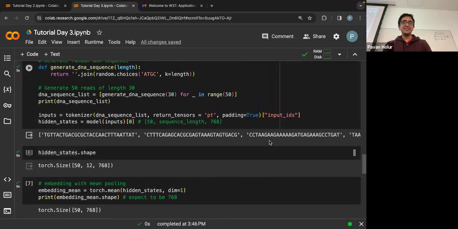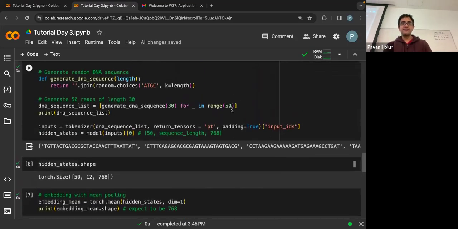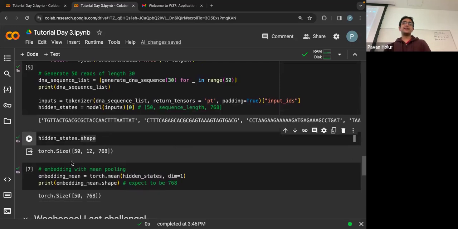So what we did here is that we generated 50 fragments of length 30. And we got a vector that's of dimension 50 by 12 by 768. What is 12 here? Anyone? What's 12?